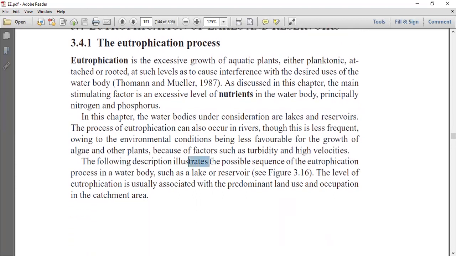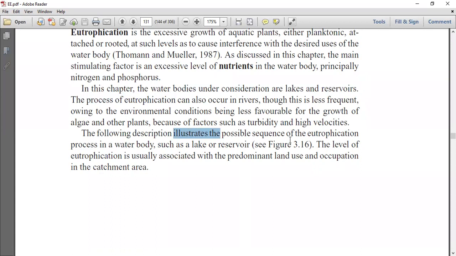The following description illustrates the possible sequence of the eutrophication process in a water body, such as a lake or a reservoir.